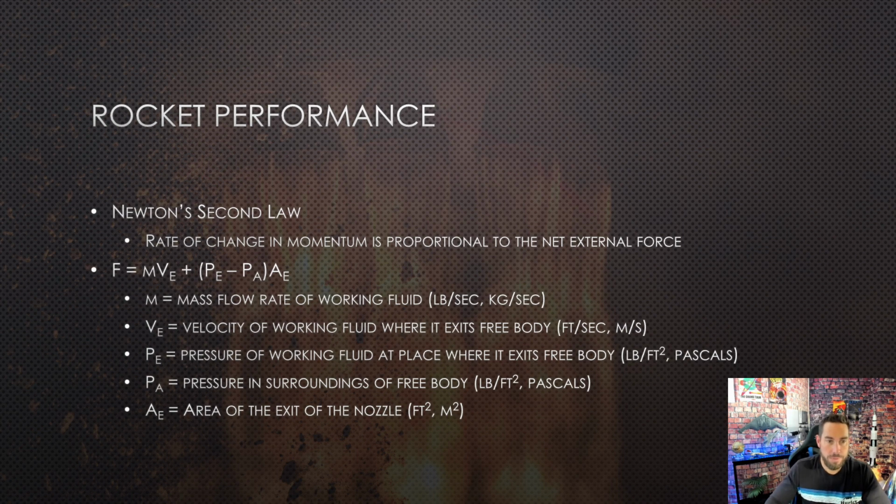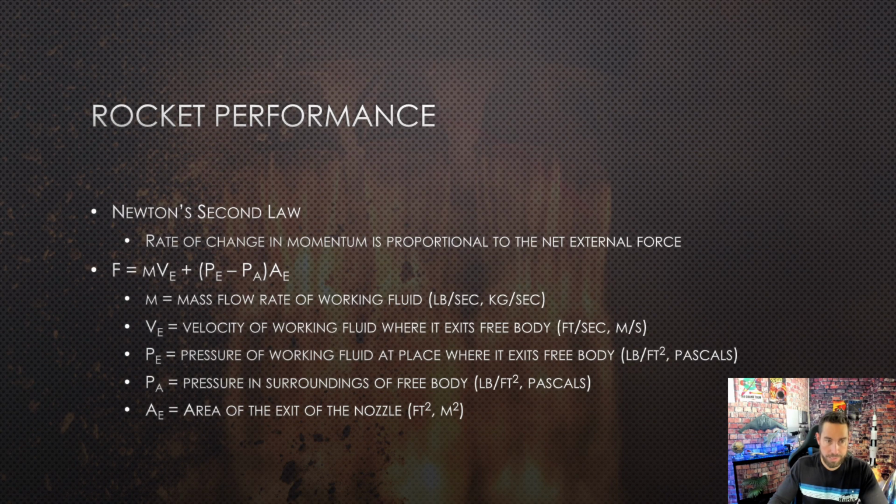m·Ve, this segment right here, is also called the velocity thrust. When you look at calculating rocket performance, this accounts for 90 up to 100% of the total thrust of a rocket engine. (Pe minus Pa) times Ae is called the pressure thrust, and it accounts for very, very little of the overall thrust, about 0 to 10%.